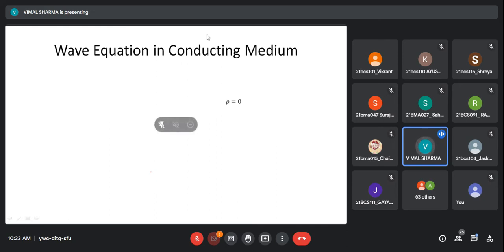So before doing that, let us understand what a conducting medium is. If the medium is a conducting medium, how is it different from free space? Now it is not a free space, it is not a vacuum. So as the medium is conducting, let us try to write Maxwell equations for this conducting medium. Conducting medium means what? It is rho is zero, volume charge density is zero. Why is volume charge density zero?